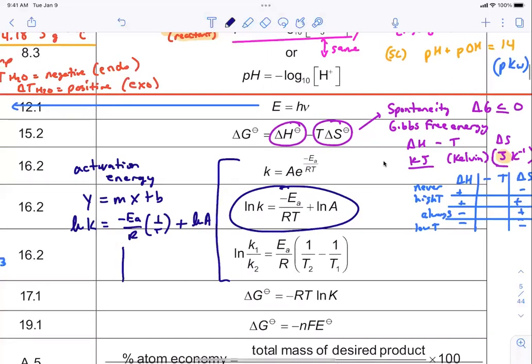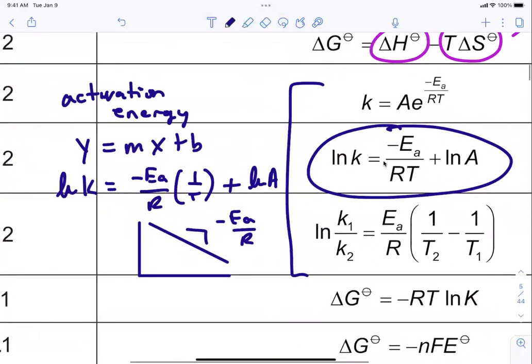And so what they do is they usually give you a graph of this, and the slope of this line is equal to negative EA over R. And R is the gas law constant. It's still 8.31 joules per mole Kelvin. But we'll talk about that a little bit more. I want you to write it down, but it may not mean a lot to you right now, which is understandable.